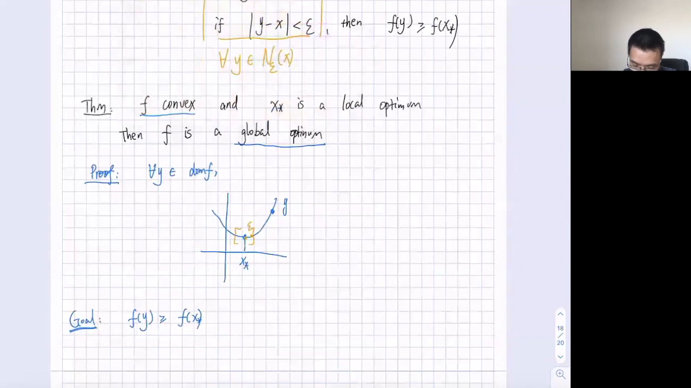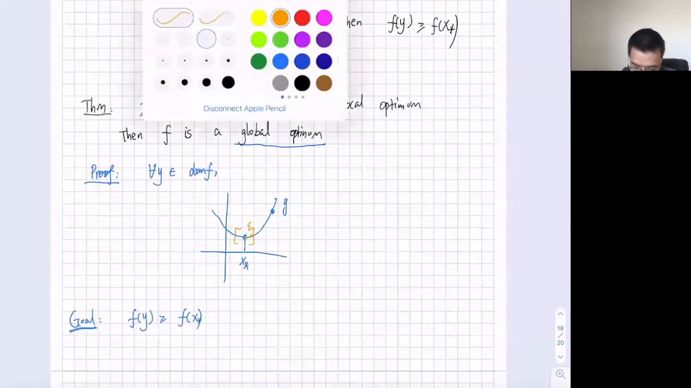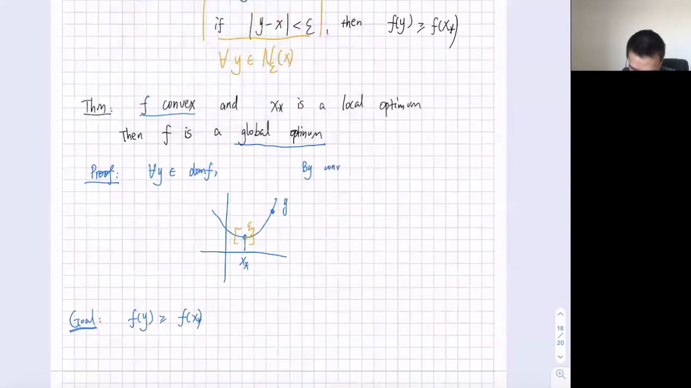Now by convexity, I know for any lambda in 0 and 1, lambda of f of x plus 1 minus lambda of f of y should be greater than or equal to f of lambda x plus 1 minus lambda y. So the average of the function value should be greater than or equal to the function value of the average input.